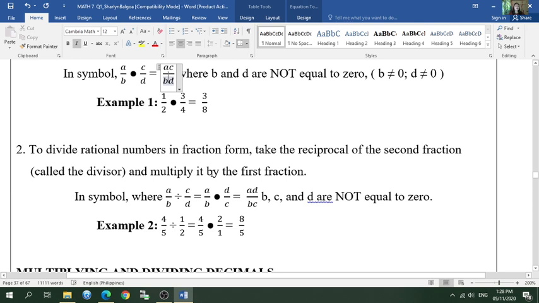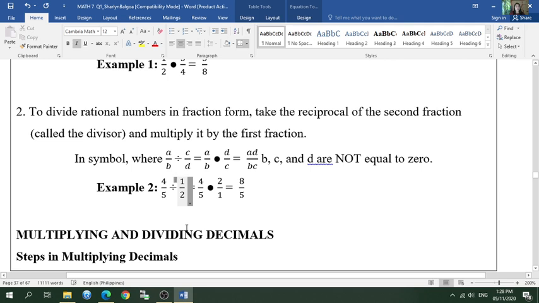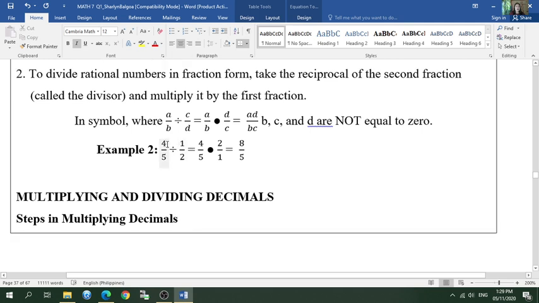Okay, next, how are we going to divide rational numbers in fraction form? Take the reciprocal of the second fraction, called the divisor, and multiply it by the first fraction. Ano ang nangyari dito? Let's say, example number 2. 4/5 divided by 1/2. Ano ang sabi niya? Yung second fraction daw, which is the divisor. Kunin mo yung kanyang reciprocal, or you just interchange the position of the numerator and denominator. So, magiging 2/1. The reciprocal of 1/2 is 2/1. And then after getting its reciprocal, you can now multiply the numerators and denominators.